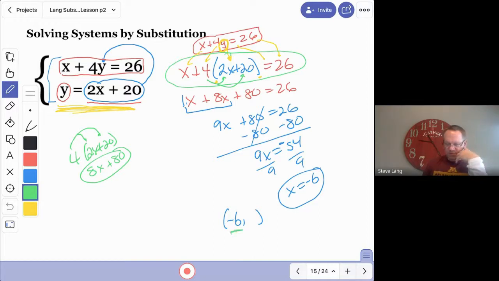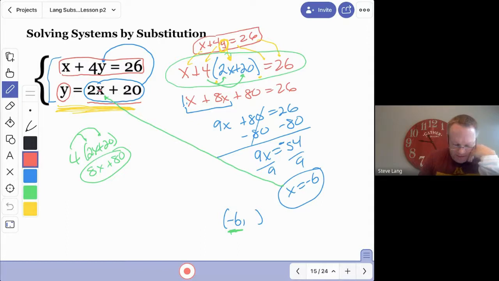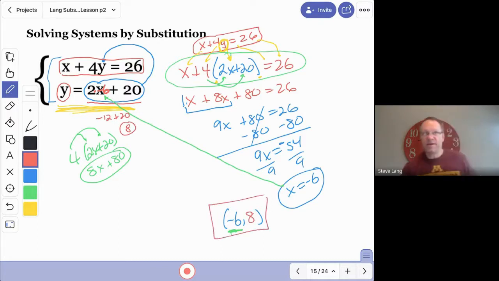So I'm halfway home. Then I'm going to take that x, and if I were you, I'd always plug it in to the equation that's the y equals one, because that's going to be the easiest one to solve. So I plug in that negative 6 for x. Remember, that means the negative 6 is going to go here, and it's multiplying, right? So 2 times negative 6 is negative 12, plus 20 is 8. There we go.